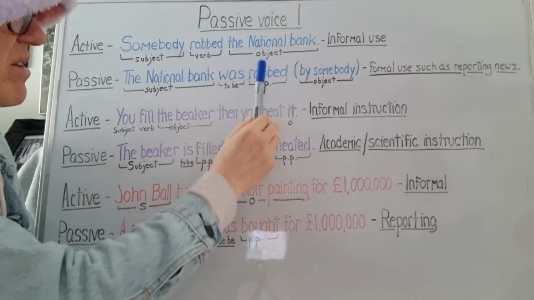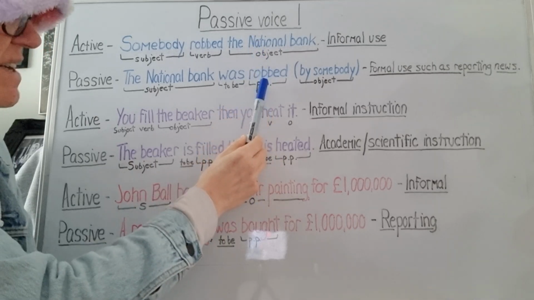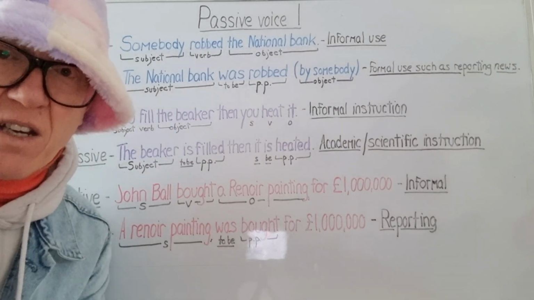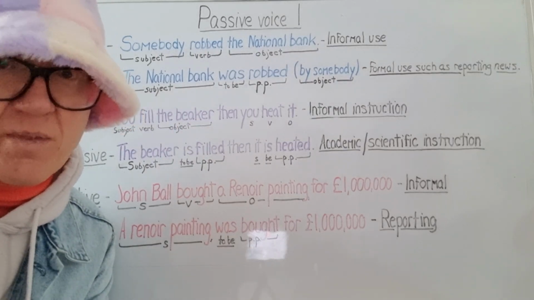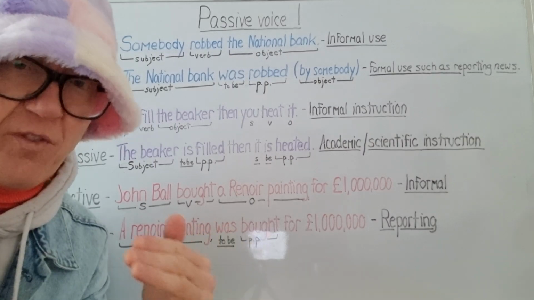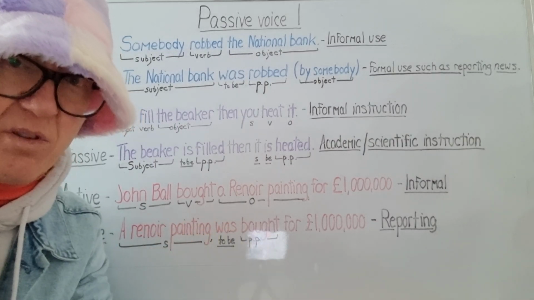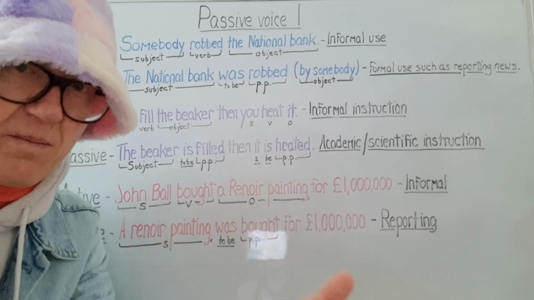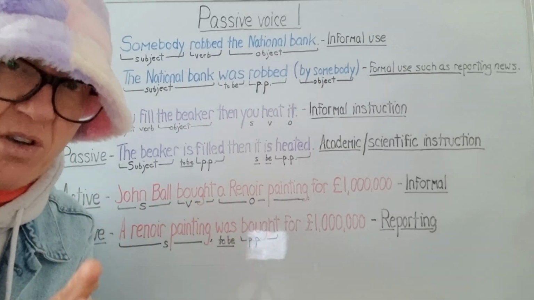must use the past participle. Now in this case, the past participle is the same as the past simple because it's a regular verb, and all regular verbs have the same form for past simple and past participle. Many irregular verbs have the same form for past simple and past participle, but not all of them.